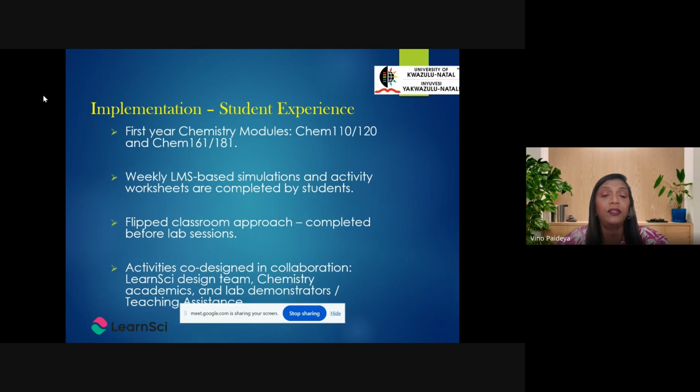So the activities were co-designed, as I said, in collaboration with the Learn Science team, chemistry academics, lab demonstrators, as well as teaching assistants.